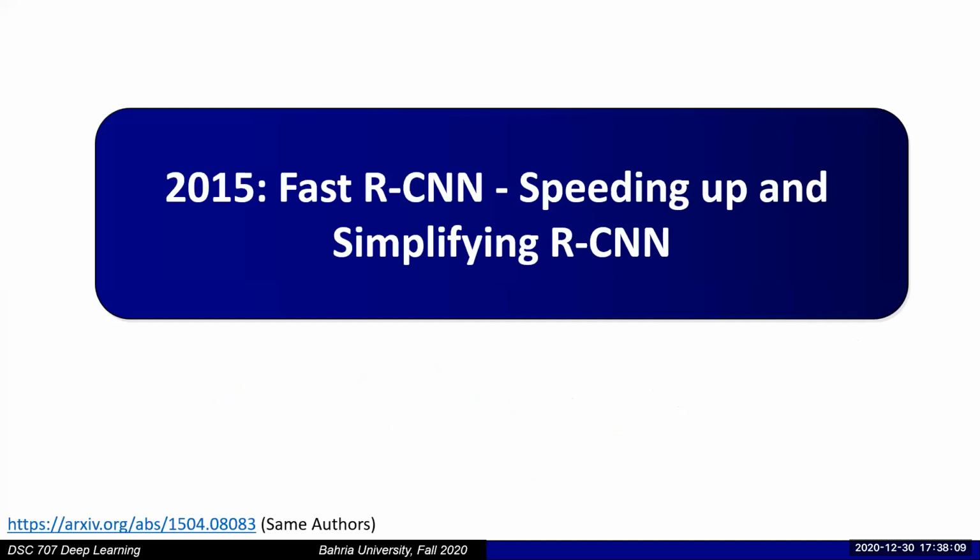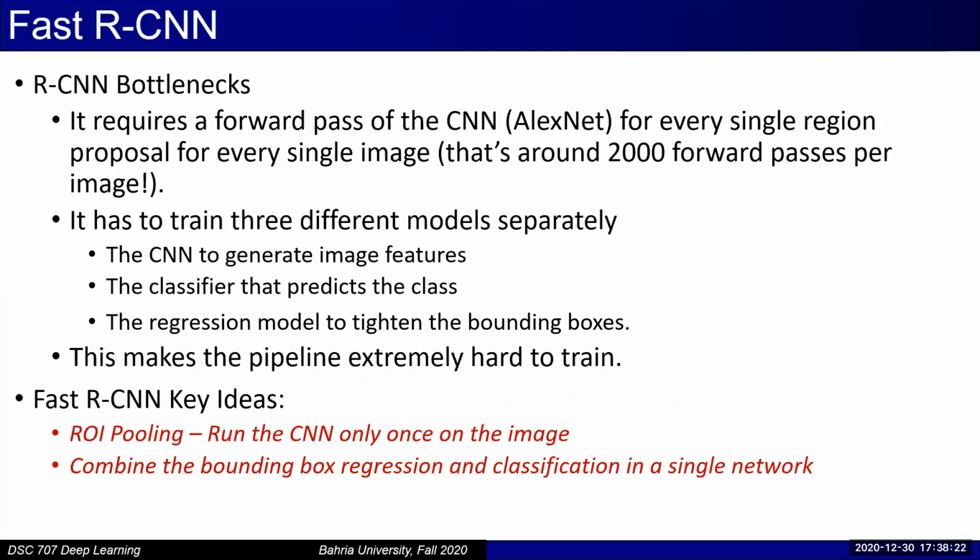The objective was that they wanted to speed up and simplify RCNN, because it was very slow and it had to train three different models, right? Now, what were the bottlenecks in RCNN?